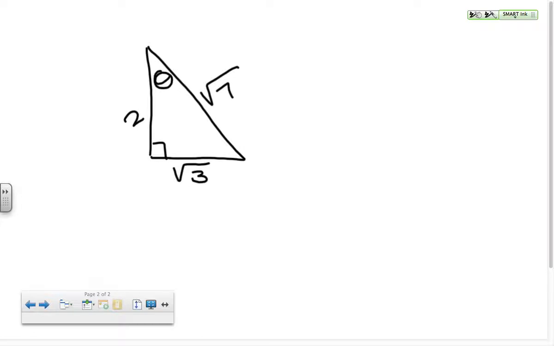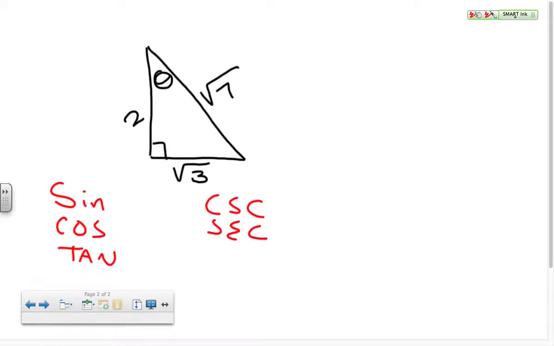So we're going to first find the easy ones. Now, don't worry about rationalizing. I just want you to write them down. So sine, cosine, tangent, and then we have cosecant, secant, and cotangent, right? All right, now, SOH CAH TOA, sine is opposite over hypotenuse. So the opposite of theta is the square root of 3. The hypotenuse is the square root of 7.